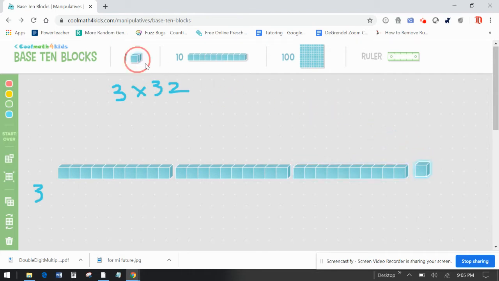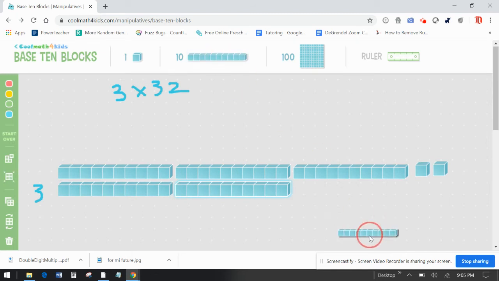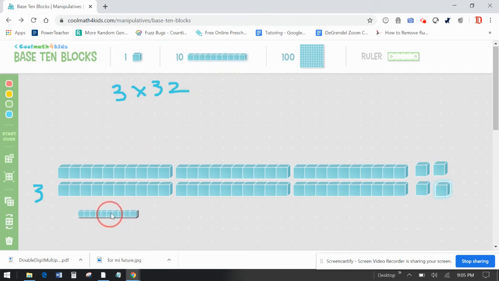So we're doing the exact same problem, but I just wanted to show you why that area model works. Here's our second row of 32. 10, 20, 30, 31, 32. And then we'll do our third and final row of 32.